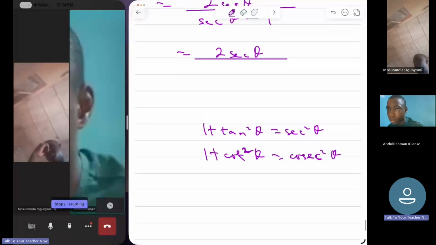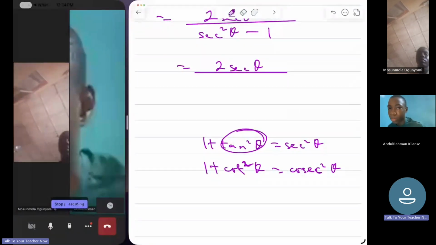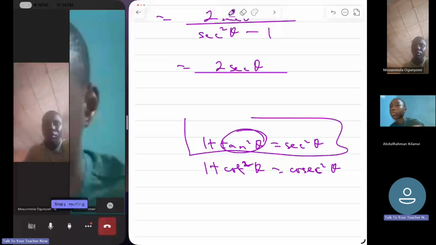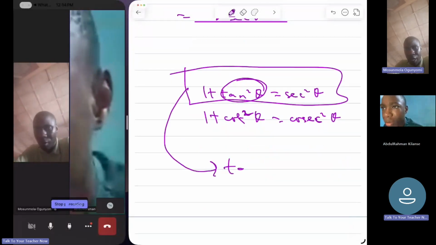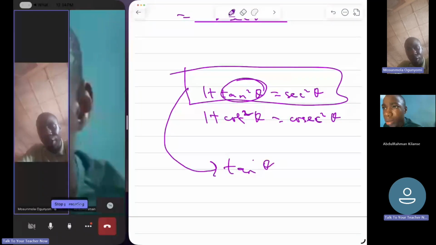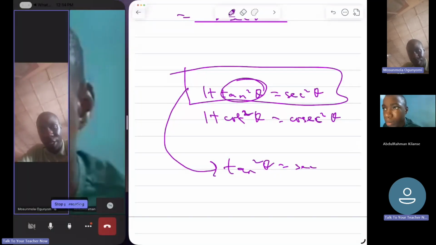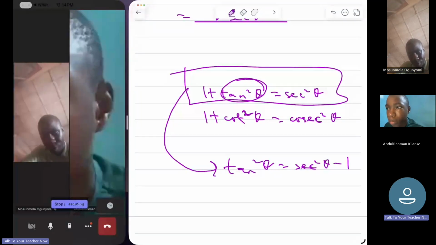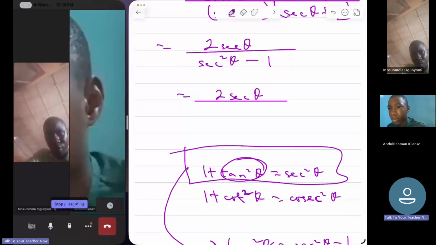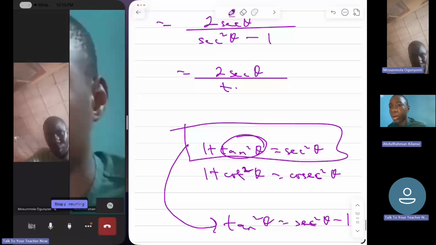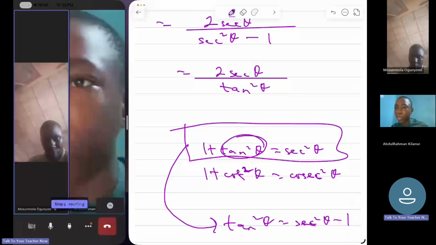So if you make tan square theta the subject of this formula, what does it become? Tan square theta equals sec square theta minus 1. So that's what we are going to write instead of sec square theta minus 1. Do you understand? So it will become 2 sec theta over tan square theta.